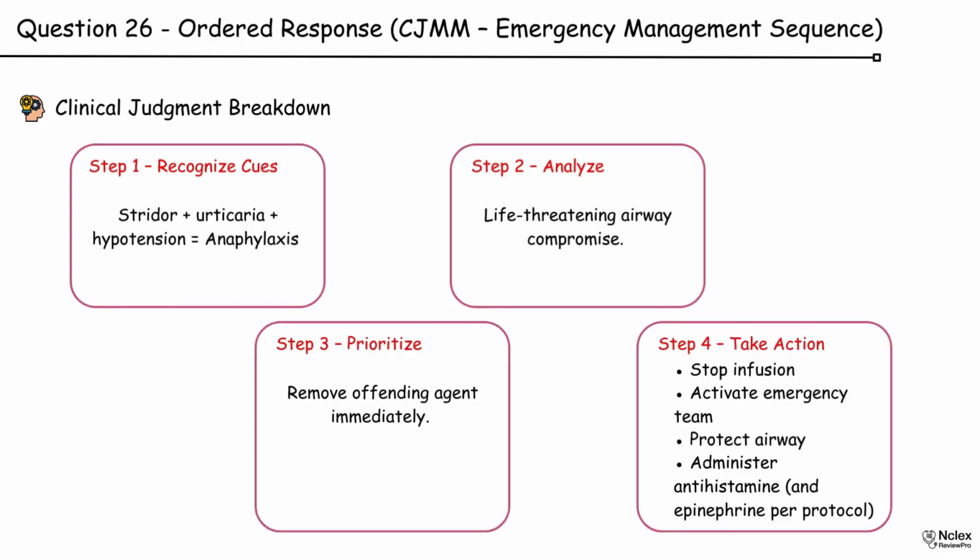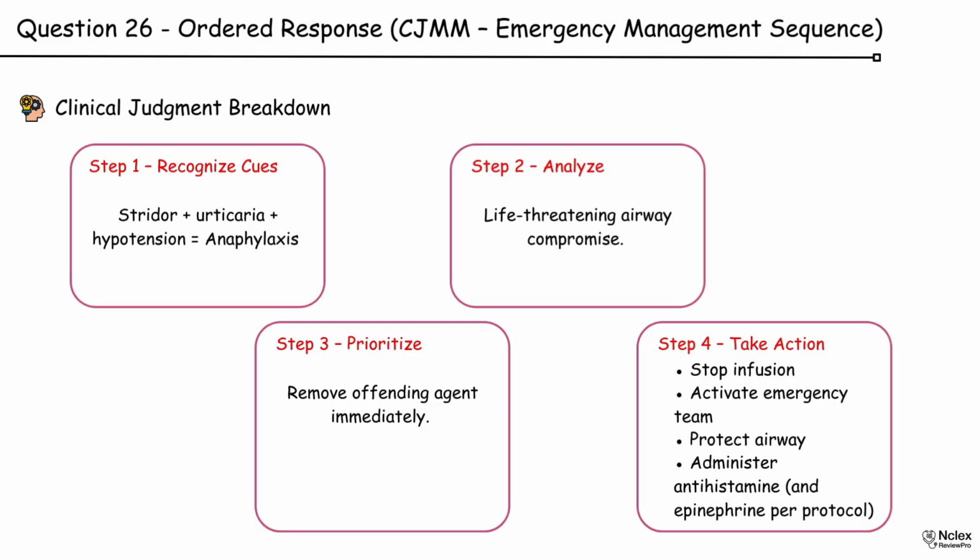The client is showing classic signs of anaphylaxis. Stridor indicates upper airway narrowing. Generalized urticaria signals a systemic allergic response. Hypotension suggests distributive shock. This is life-threatening. The very first step in any severe allergic reaction is to stop the offending agent. Do not delay that step.